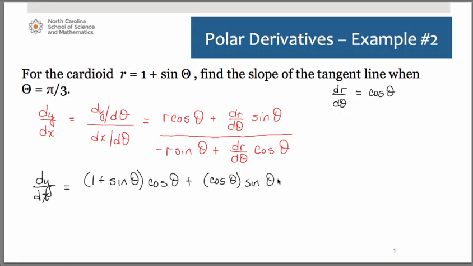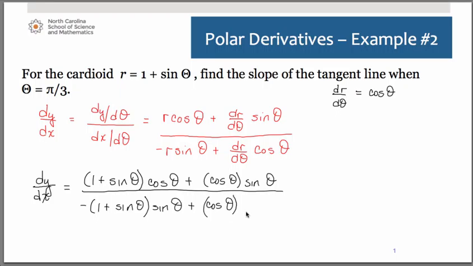So that's our numerator. In the denominator, we'll have negative the quantity 1 plus sine of theta times sine of theta, plus our dr/d theta that we just found, cosine theta, and that gets multiplied by cosine theta as well. This is an example of a problem where, once we start simplifying, we have the opportunity to use a couple of our double angle identities. Use of those is not necessarily mandatory, but they do make your calculations a little bit simpler.